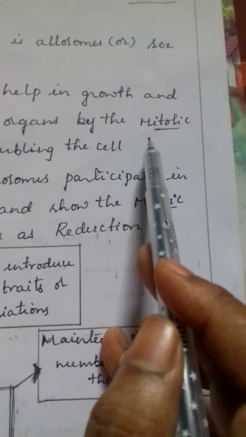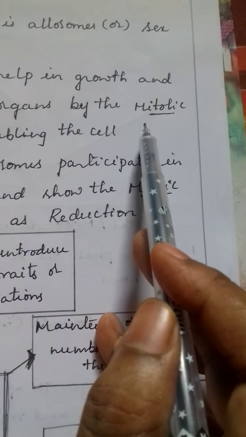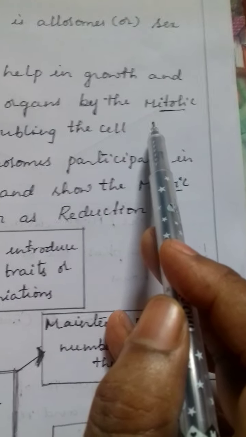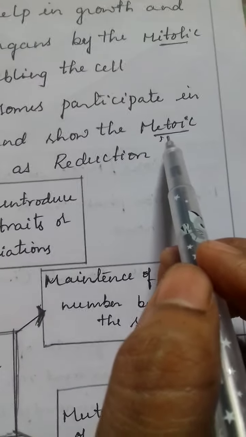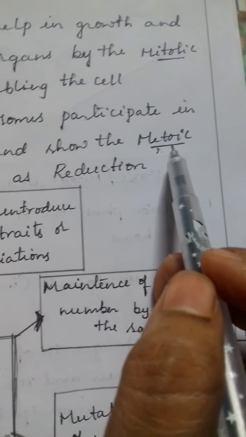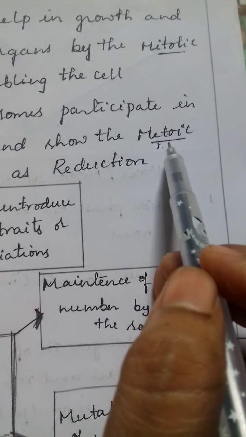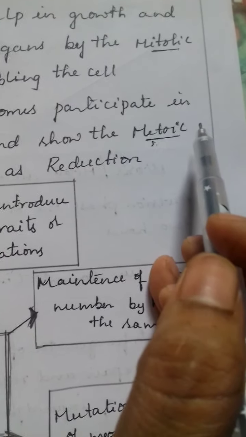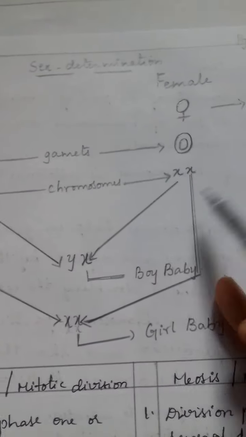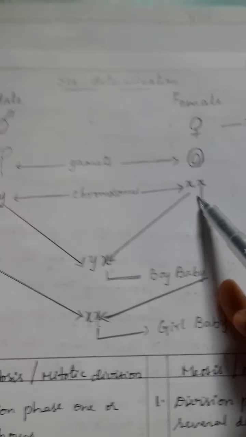Generally when mitotic division is taking place, one cell divides into 2, 2 divide into 4, 4 divide into 8, 8 into 16. Like that the cells will be divided. But in case of meiotic division, when the cell is divided, the sharing of chromosomes takes place. Here we can see the male contains the XY chromosomes and the female consists of XX chromosomes. These are the sex chromosomes.